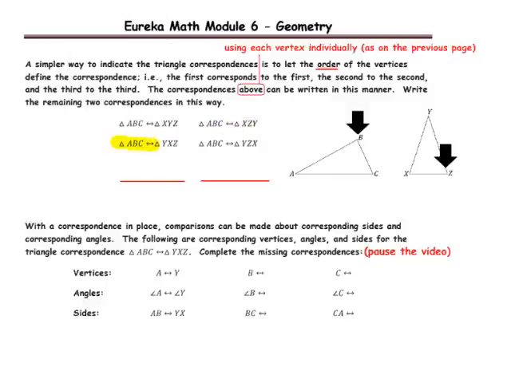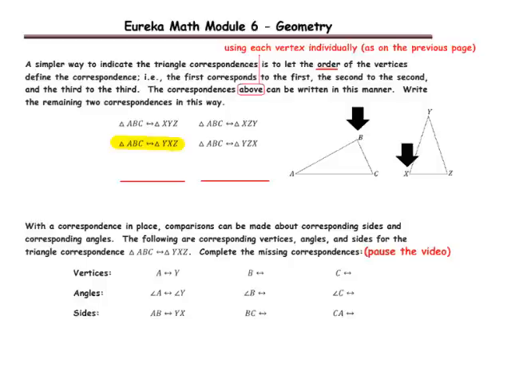we have triangle ABC corresponding to triangle YXZ. Notice again that this is a different order for the second triangle. So we have angle A corresponding to the first angle, which is Y, angle A and angle Y. Then we have the second letter corresponding to the second letter. So we have the angle B corresponding to angle X.